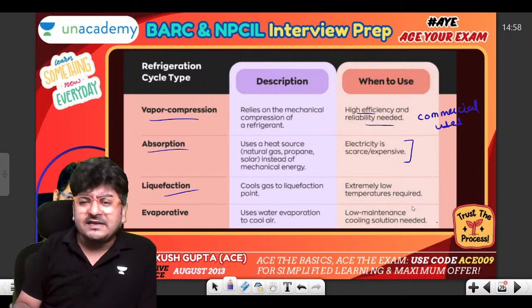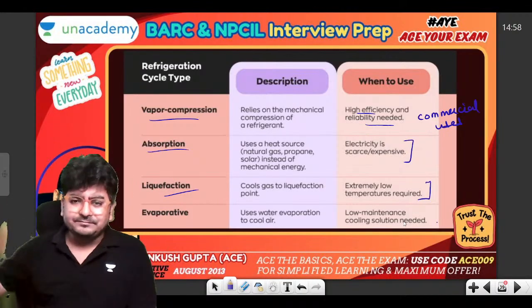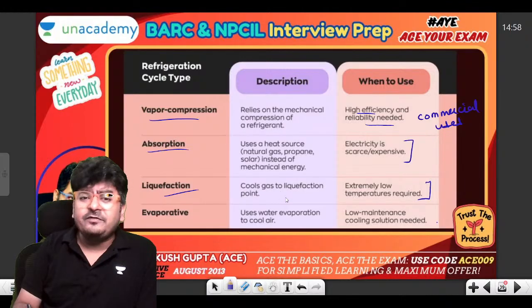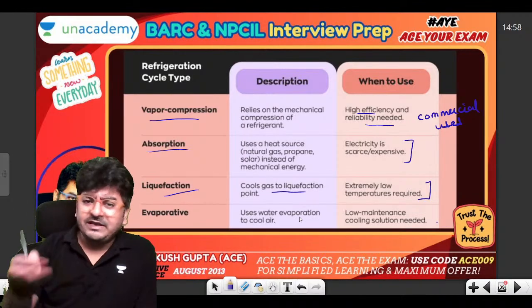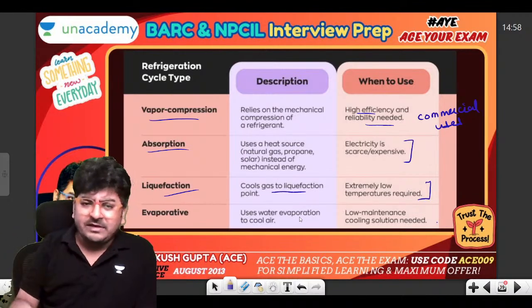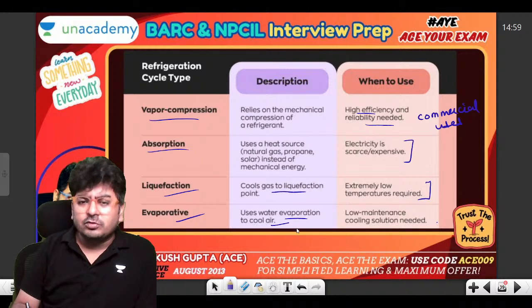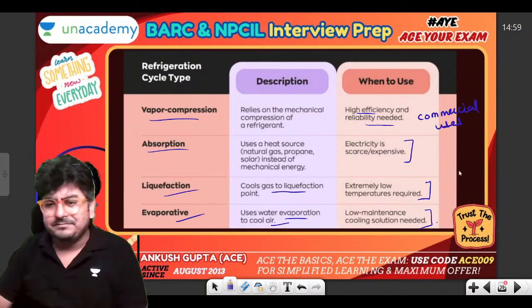Liquefaction refrigeration cycle we use in those scenarios when extremely low temperatures are required, like cryogenic processes, where we need to reduce the temperature of gases up to the liquefaction point. You guys already know gasification point, liquefaction point, from thermodynamics. And evaporative refrigeration cycle we use for water evaporation to cool air. It is a low maintenance cooling system, basically cooling towers and air coolers.